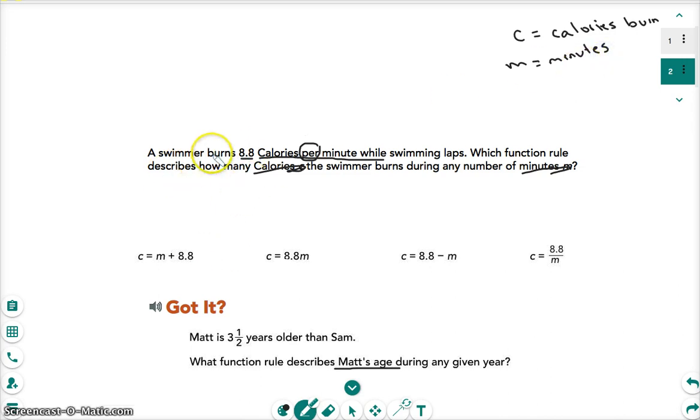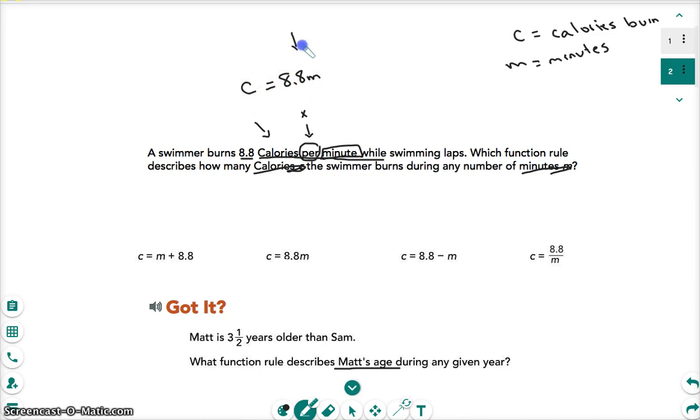Okay, so this person is burning 8.8 calories per minute. Oh, there's that word per again. Per means multiply. So we're going to say 8.8 times what? It's 8.8 per minute. So instead of using any other letter, we're going to say M for minutes because we just defined that. And we're going to say, well, that's how many calories she's burning. So she's burning 8.8 calories per minute will result in the calories burned.